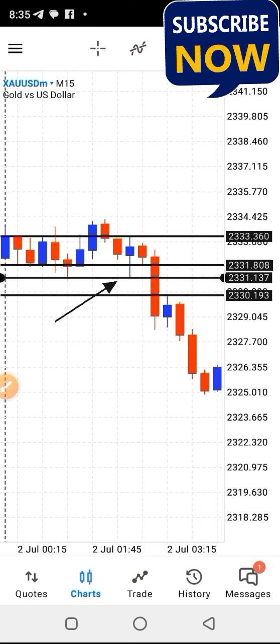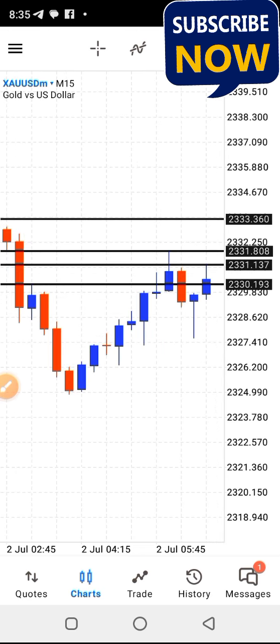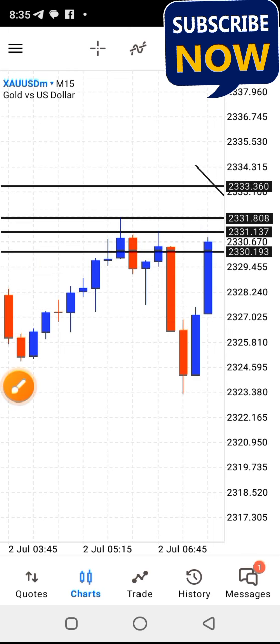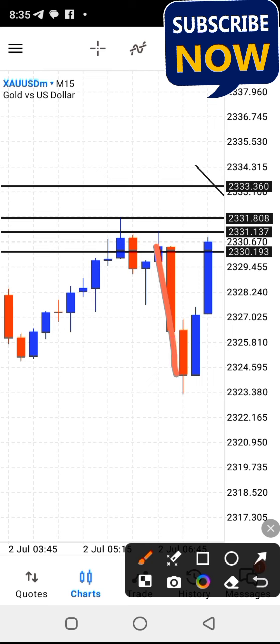So you have this. Let's play price and see what happened. Price came into the order block and gave us a sell trade. You can see this downward movement. You would have made money with this.